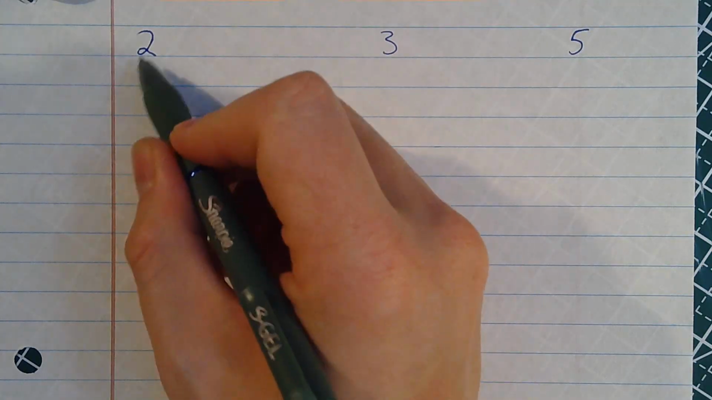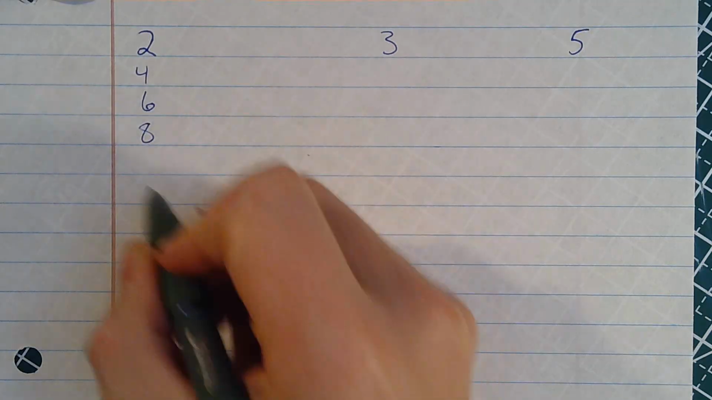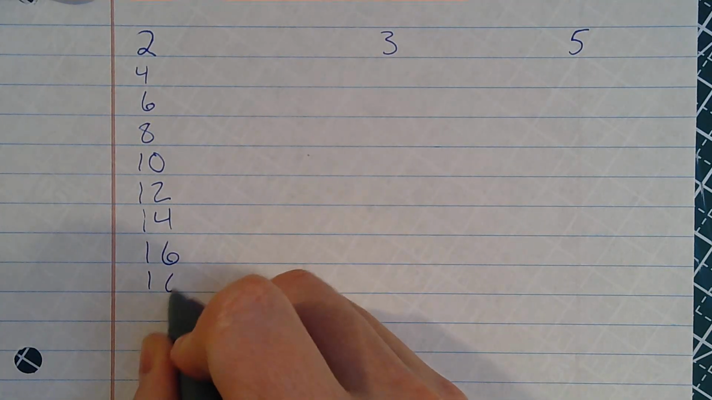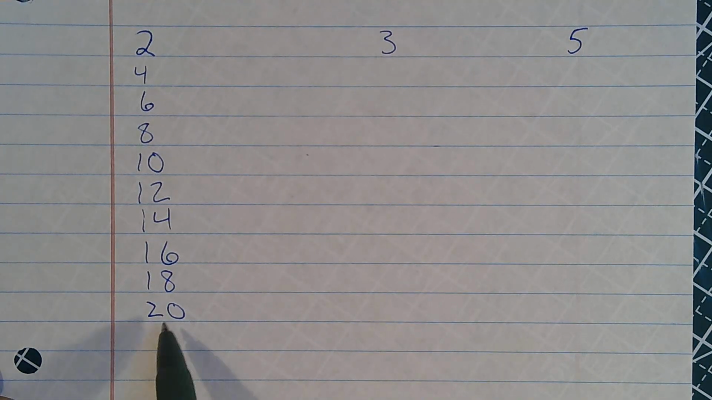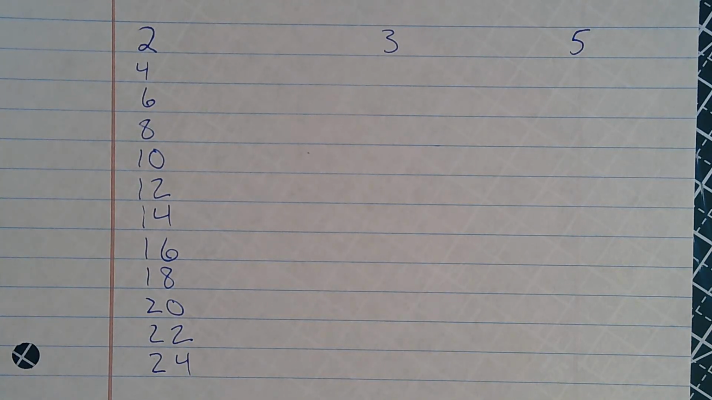Let's go ahead and get started with the first one. We have 2, 4, 6, 8, 10, 12, 14, 16, 18, 20, and this is to 10 because we know that 20 is a multiple of 10. We're going to go 22 and 24. So that's what we mean by counting on. 2, 4, 6, 8, 10, 12. We've memorized that because we've practiced it since we were in kindergarten.